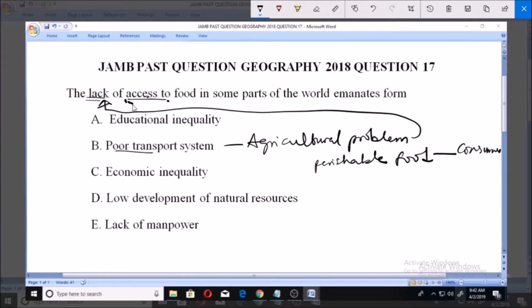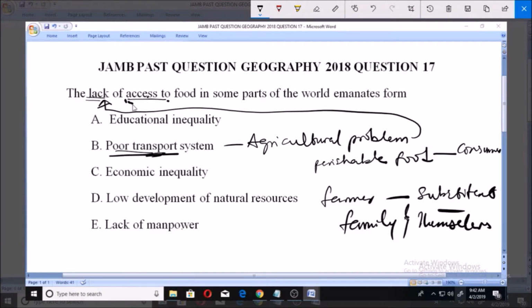So when there is poor transportation, you find that farmers will produce like subsistence farming, which actually means producing for just the family and for themselves. So all this happens due to a poor transport system. So when the problem of poor transport system is addressed, lack of access to food will be addressed in some parts of the world. Thank you.